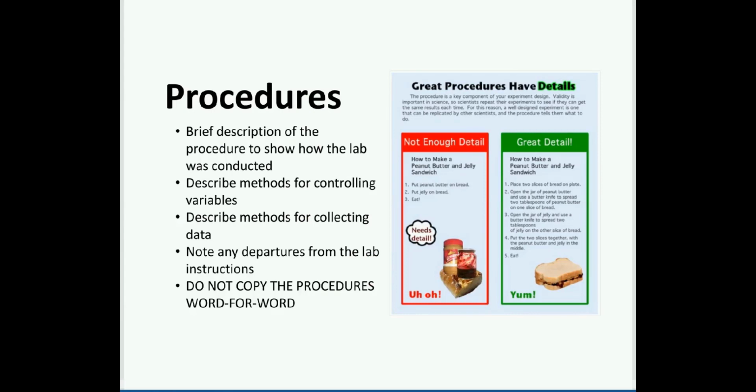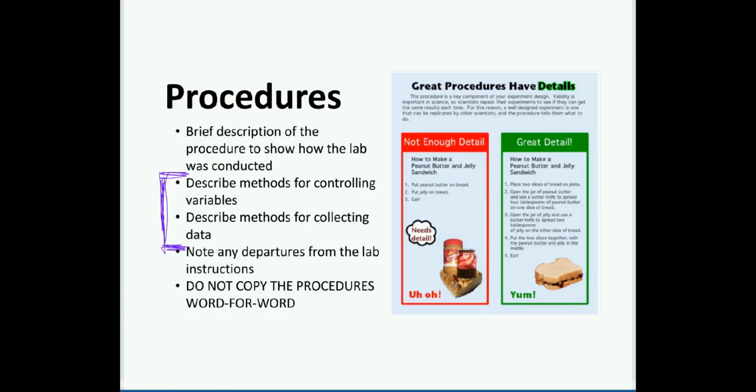Okay, now let's talk about the procedures. A procedure is going to be detailed, right? But you don't want to make it too detailed. So you don't just want to copy the procedure from the lab handout, okay? If you do that, you're not going to get full points, okay? So you want to basically summarize what the lab handout says, without copying word for word. You want to describe how you're going to control the variables, okay?